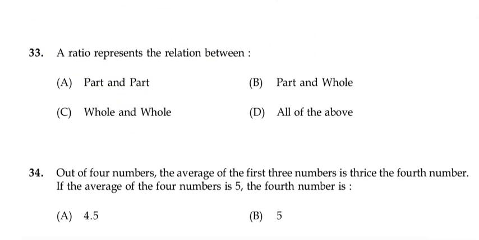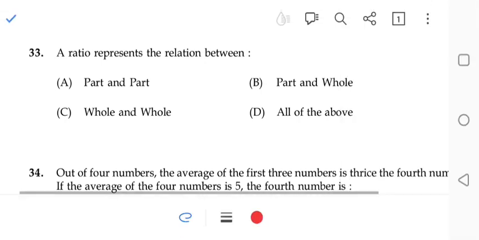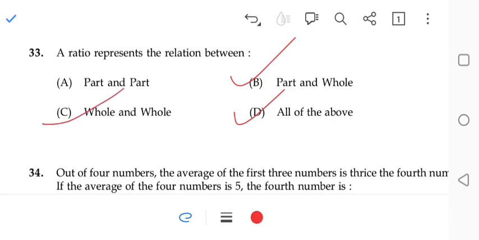33. A ratio represents the relation between what? Part and part, part and whole, whole and whole, all of the above. 33. All of the above. All are correct: part and whole, whole and whole, part and part.